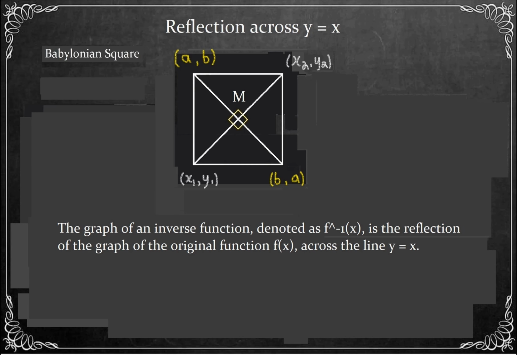Alas, the conclusion to the season finale. We want to prove the graph of an inverse function, denoted as f inverse of x, is the reflection of the graph of the original function f of x across the line y equals x, which is based on the fundamental definition of inverse functions. The insight: if a function f maps an input a to an output b, then its inverse function must map the output b back to the original input a.